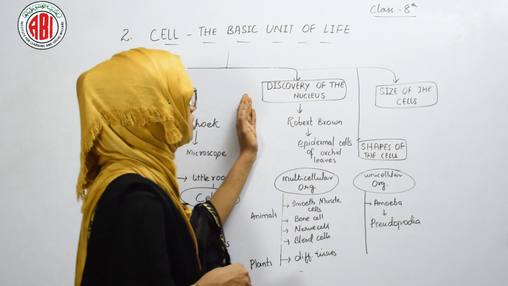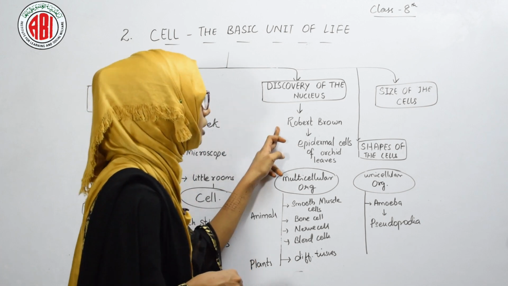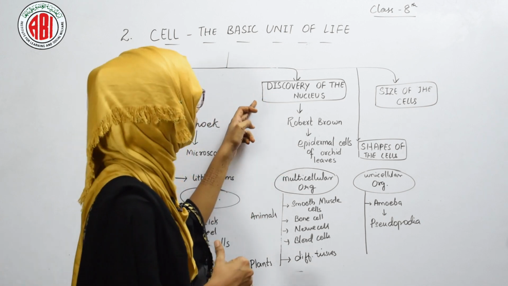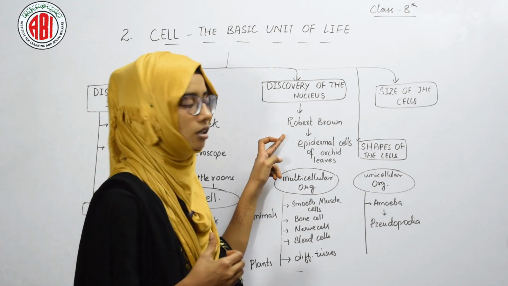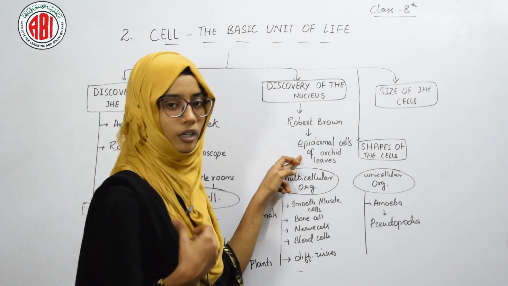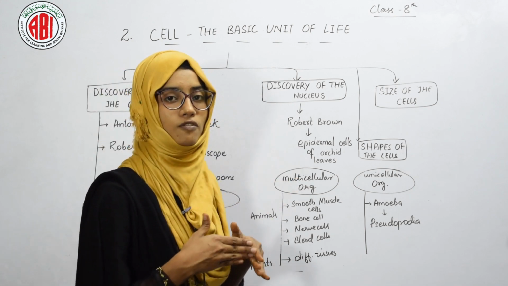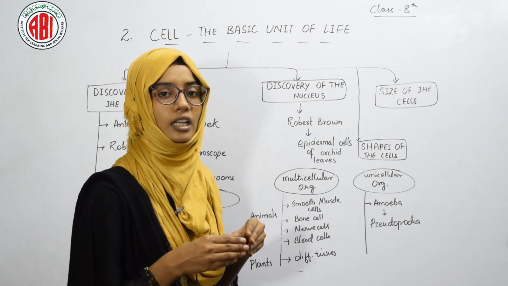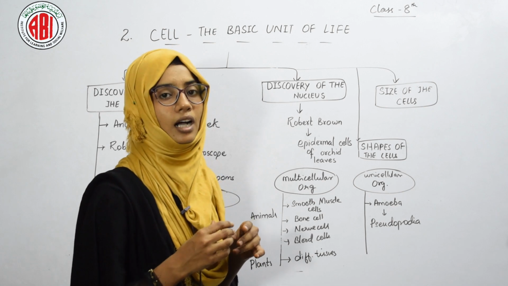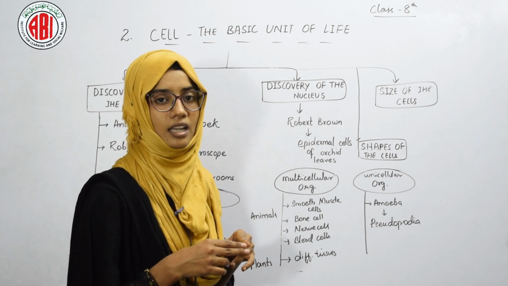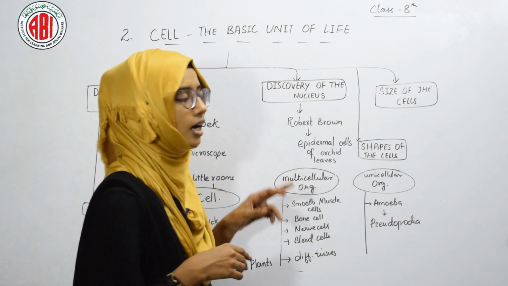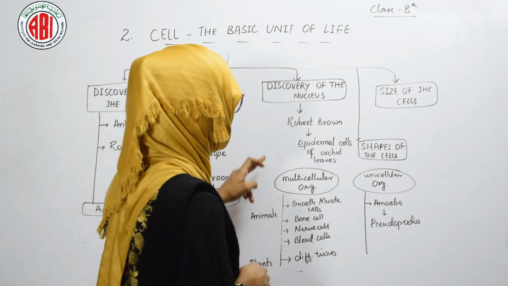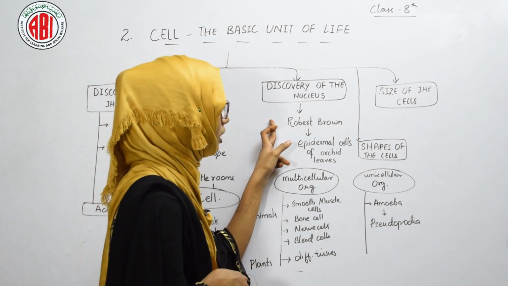The next is discovery of the nucleus. Robert Brown is the scientist who discovered the nucleus. Robert Brown observed the epidermal cells of orchid leaves and the different kinds of cells of different plants. After observation, he claimed that some dark bodies are present inside the cell as an integral part of the cell, and he named those dark bodies the nucleus. So in this way the discovery of the nucleus took place.